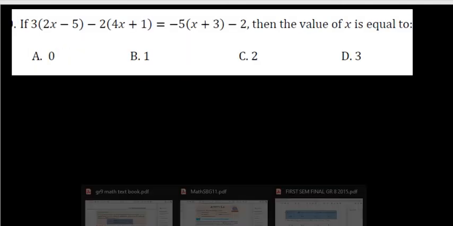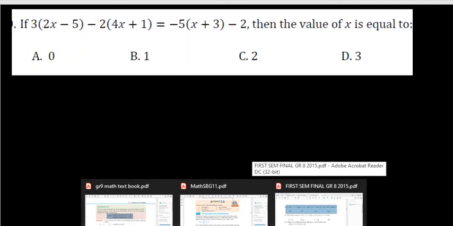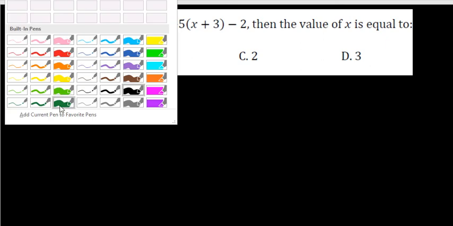Okay, the next question, again, it is a linear equation with one variable. It says 3 in bracket 2x minus 5 minus 2 in bracket 4x plus 1 equals negative 5 in bracket x plus 3 minus 2. First we need to remove the bracket. Distribute this, multiply with each here also, but we need to take care of the negative here.